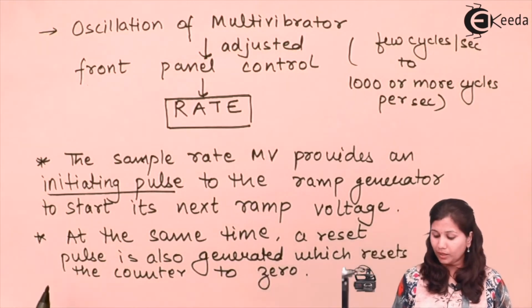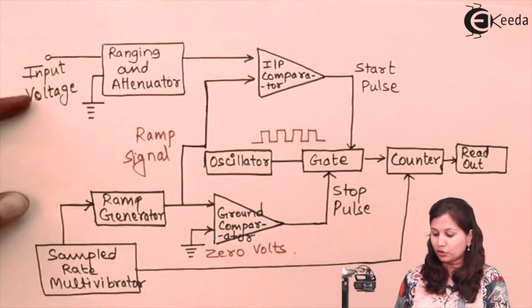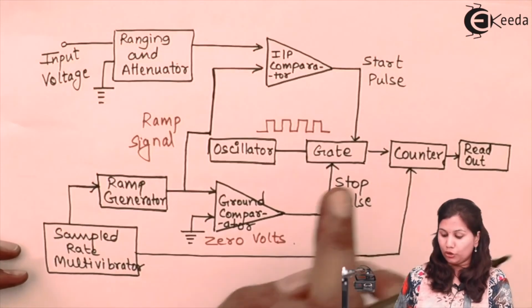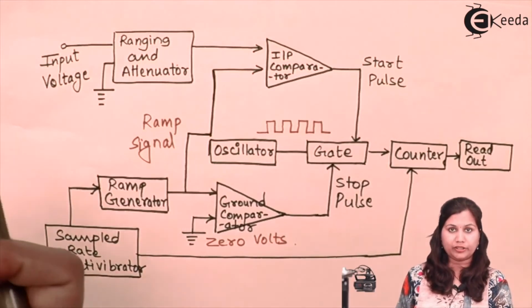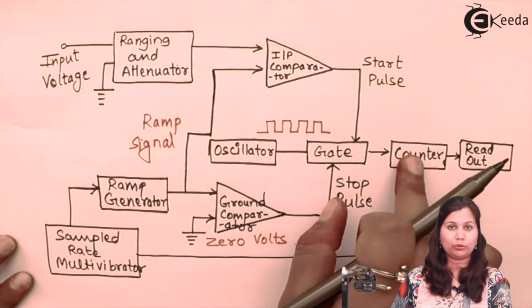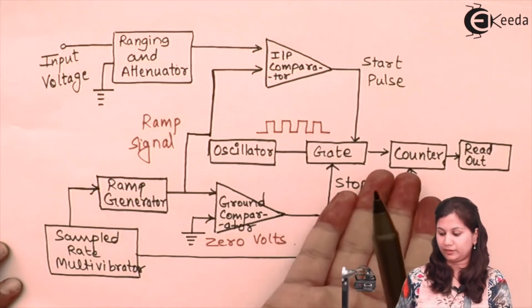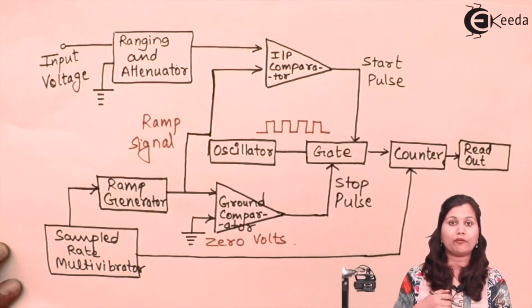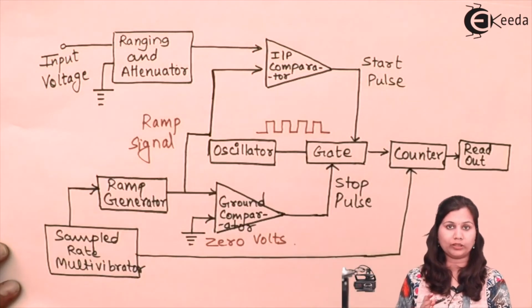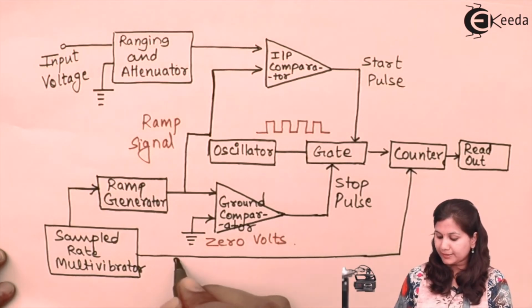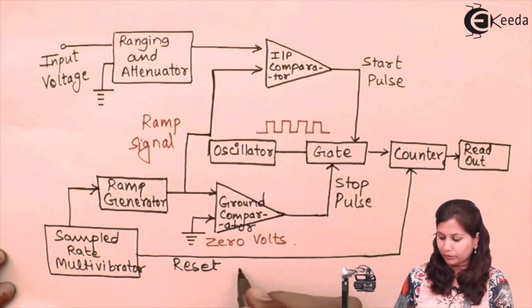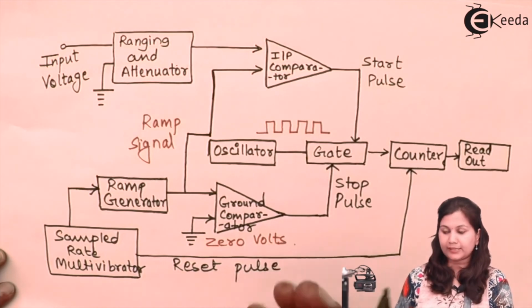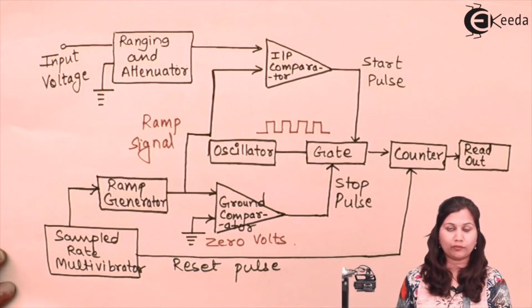Okay. Now at the same time, it is also connected with the counter. So when the next ramp signal is generated, at the same time the counter has to be reset, because earlier the counter was showing the results for the first measurement. Now for the second measurement, the counter has to be initialized again from the 0 value. So a reset pulse is given to the counter so that it is initialized to 0 and the next measurement can start.